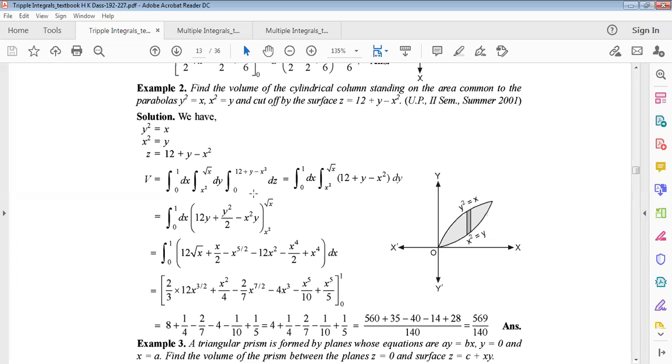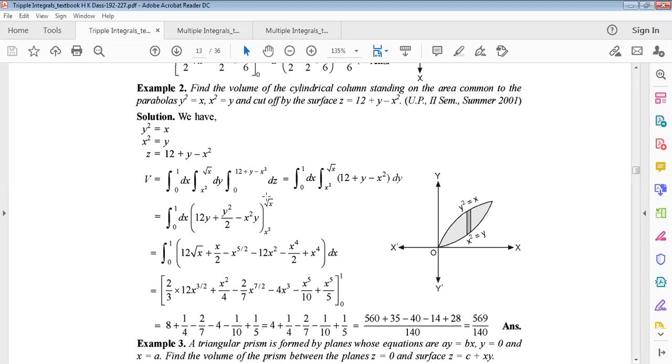Now taking integration with respect to z, what will it be? Only one, right? The integration with respect to z will be only z. Now putting the upper limit and lower limit, 12 plus y minus x square. Now taking integration with respect to y, this function will be integrated with respect to y. Integration of the constant is 12 into 1, and integration of 1 with respect to y will be y. And integration of y is y square by 2, and x square into 1 gives x square into y.